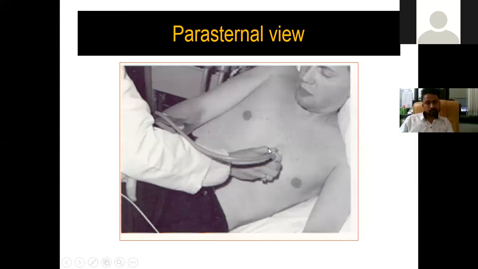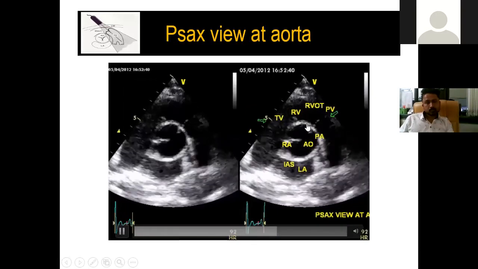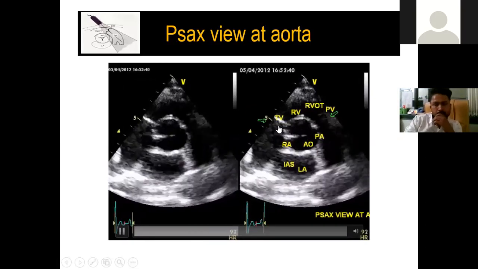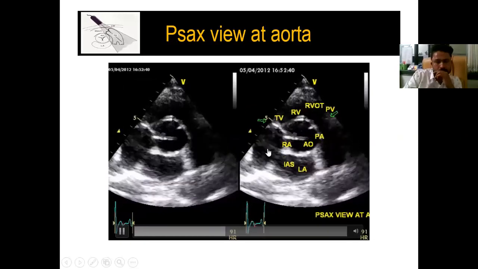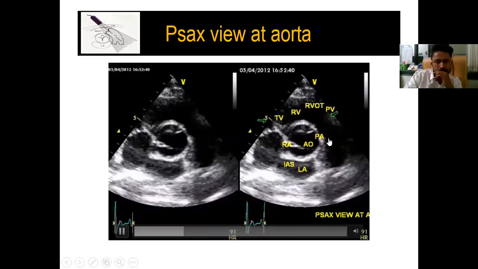Now we rotate this transducer 90 degrees. What exactly? The same position, and the index marker moves from the 11 o'clock position to the 2 o'clock position. And the footprint is almost perpendicular at the same place. And once the footprint is perpendicular at the same place, what do we get? We get the aorta in the center, then RV on top. This is RVOT. This is RV. This is tricuspid valve. This is RA. This is LA. This is interatrial septum. And here is the pulmonic artery which bifurcates to right and left.